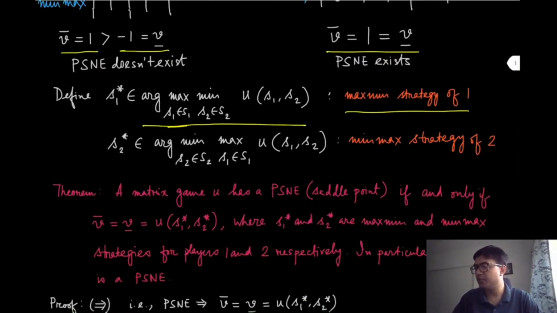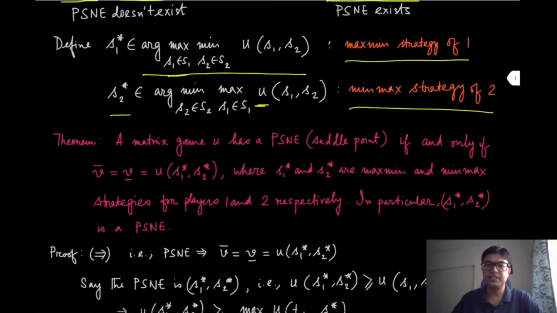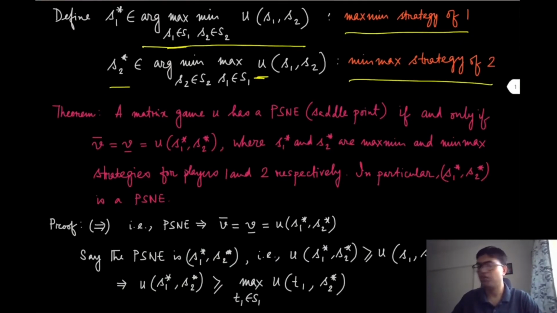And similarly, because we are using the same utility function, where the utility for player 2 is going to be the negative of that, the similar notion of max-min for player 2 will be min-max in this context. So the min-max strategy of player 2 is something that we are going to denote with S2 star.